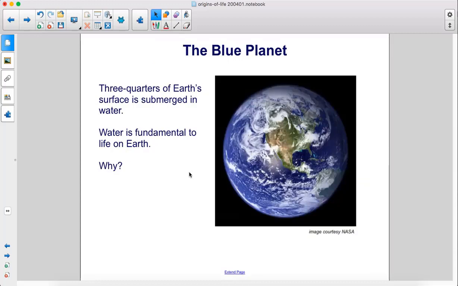3/4 of Earth's surface is submerged in water. Water is fundamental to life on Earth. Why?